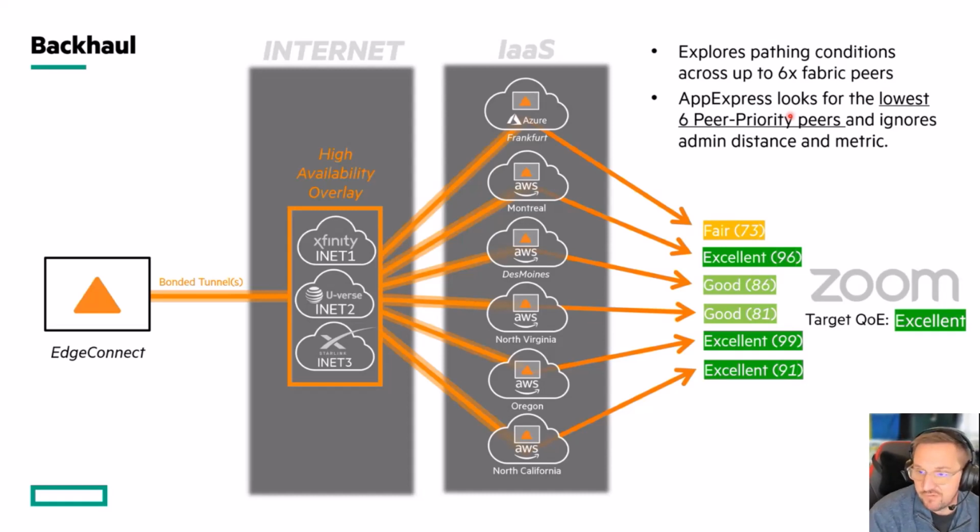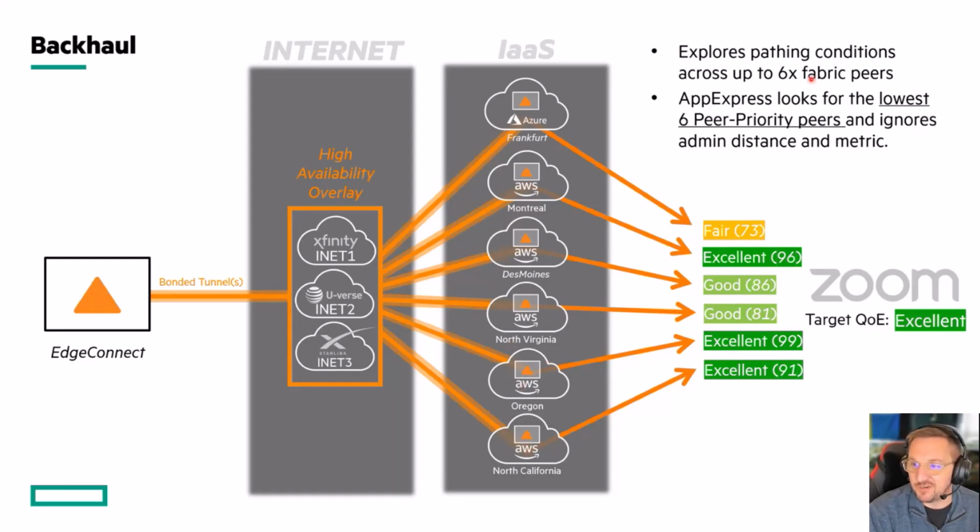So it will figure out, if I'm sitting over here on the left in this EdgeConnect, and I have default routes that I'm learning from all of these guys, it will figure out which one of these has the best path to whichever application that you are looking to optimize. So in this case, it would work out that if I want to go from this EdgeConnect to Zoom, I should take AWS Oregon.